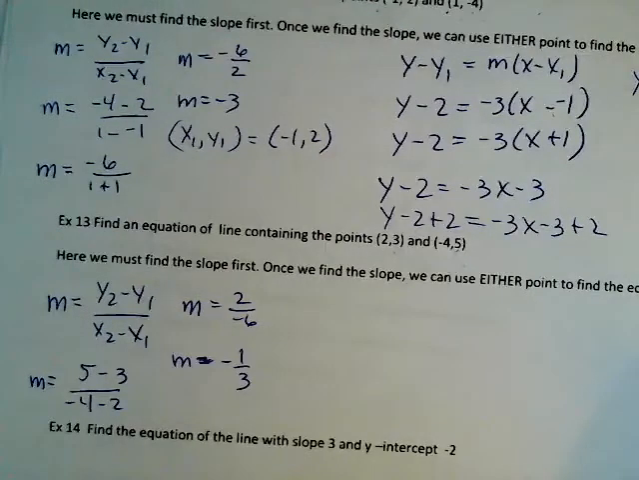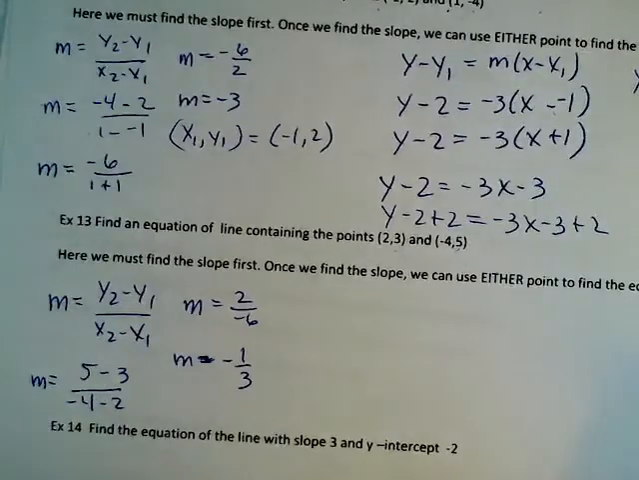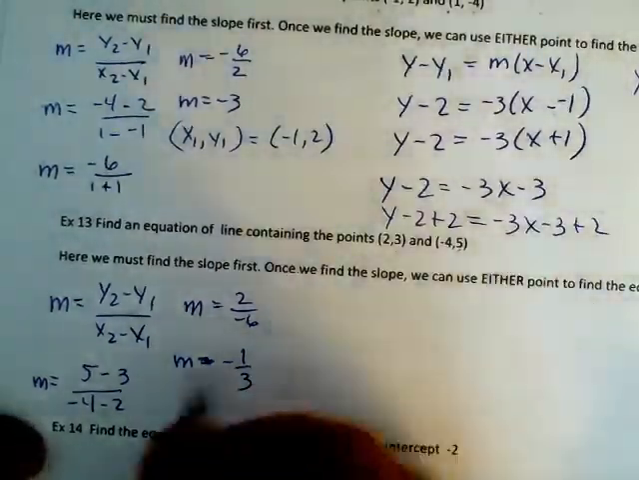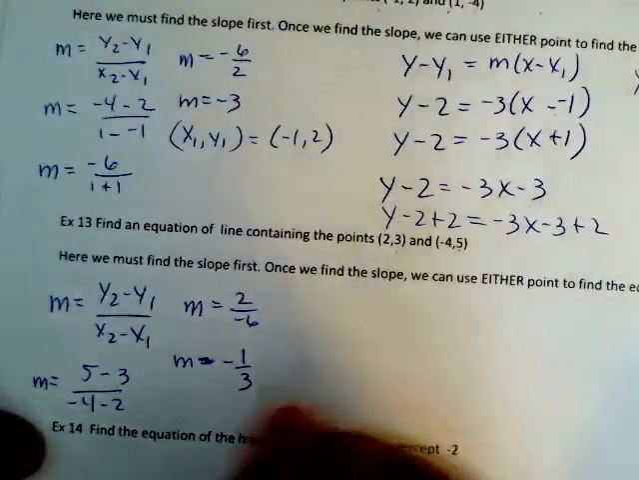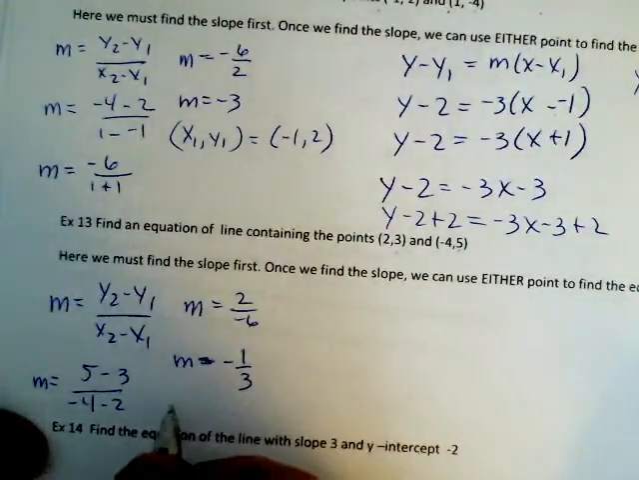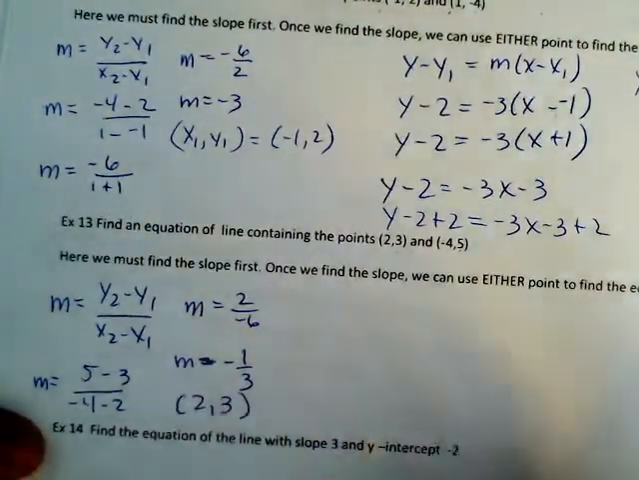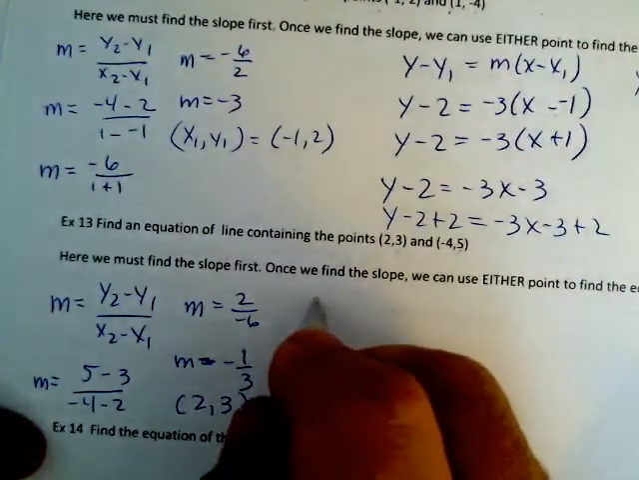Okay, you're not always going to get whole numbers. Sometimes you're going to get some fractions. Don't panic. It's okay. Just follow the steps. So I've got my slope. I'll go ahead and use one of the 2 points.